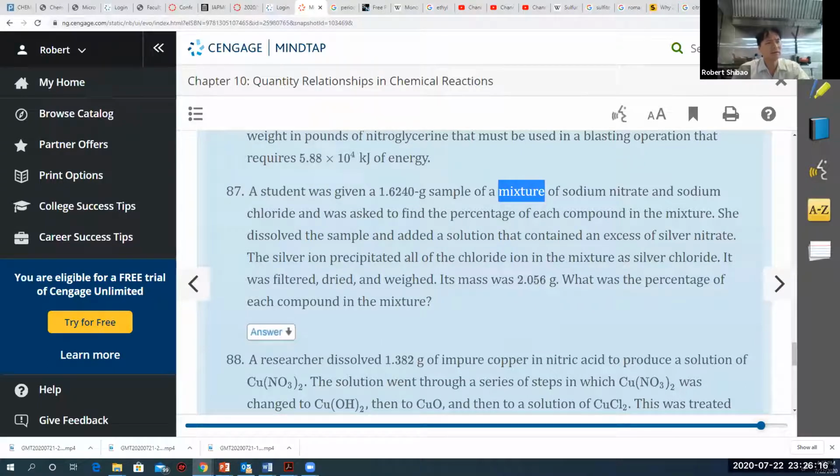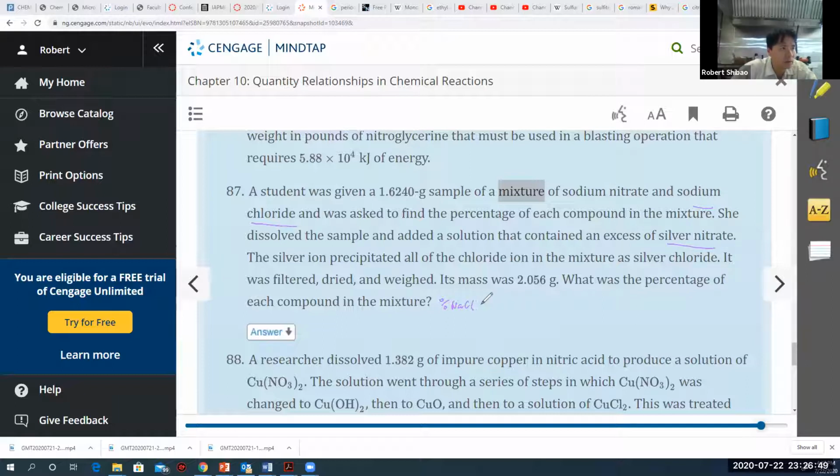So this is what I do for these types of problems. I do a hybrid of algebra and stoichiometry. And so what I'll do is I'll figure out the percent sodium chloride, because that's what the silver nitrate reacts with. Silver nitrate reacts with the sodium chloride, but not the sodium nitrate. Silver nitrate plus sodium nitrate will just yield sodium nitrate plus silver nitrate, no change.